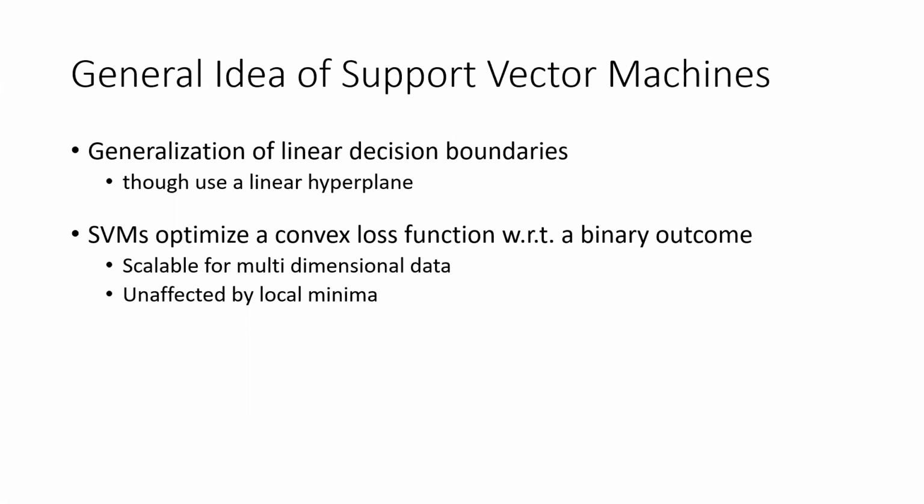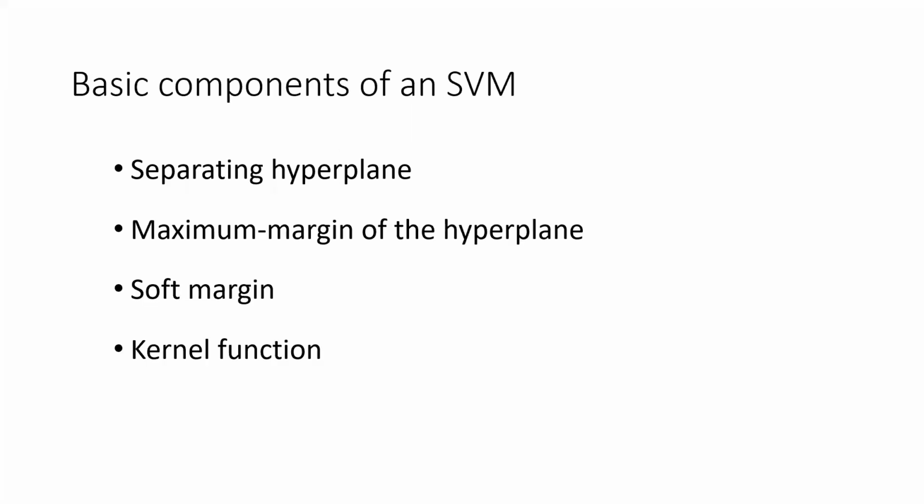The really nice feature about these is because of the way that they operate. They optimize a convex loss function with respect to a binary outcome, and as a result they tend to be scalable to multidimensional data. In fact, they often can scale to very high dimensions, and they tend to be unaffected by local minima. Assuming that you tune them well, they can be very good prediction models, but of the methods, they're also the most black box.